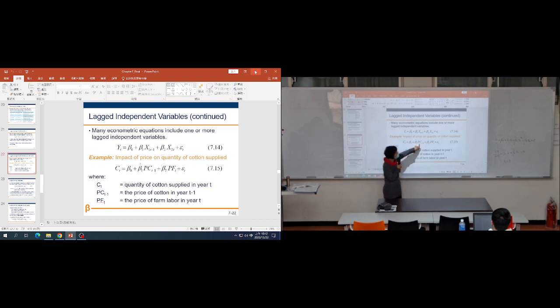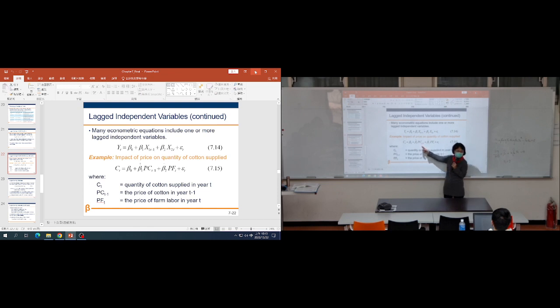So it means that the price of the previous year will have the extra beta 1 measurement unit increase in current year's cotton. Okay, so the explanation is the same, but you have to say that this is for previous year's price. It's not current year's price. That's the difference. Okay, so this is what we call lagged independent variable.